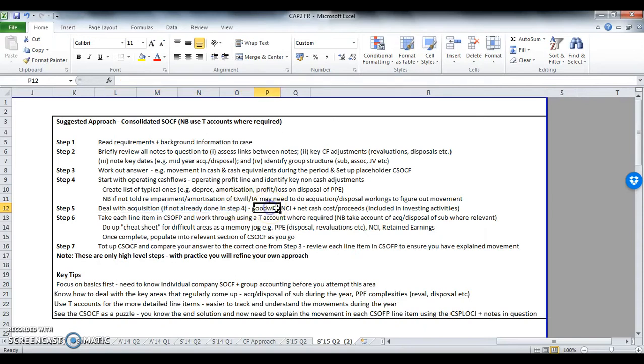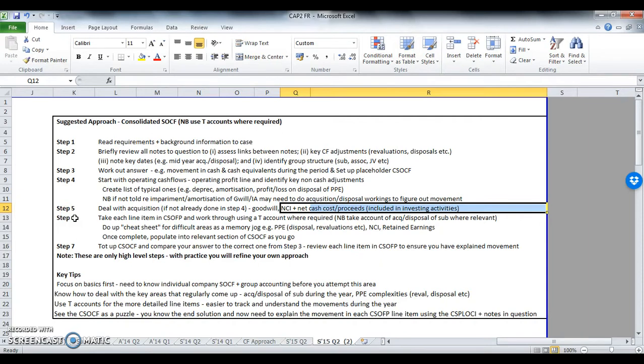So that will involve figuring out first what was the goodwill, figuring out any NCI, and also figuring out the net cash cost or proceeds. So how much did you sell the sub for, or how much did you buy the sub for? Then it's very much take a line by line item, so take each line item in the consolidated SOFP and explain that movement. So you're seeing it as a puzzle.